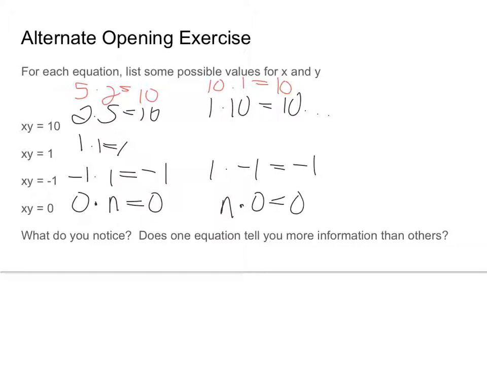What does one equation tell you? Does one equation tell you more information than others? Really, I think this one is pretty interesting. It doesn't matter what that number is. Anything times 0 is 0.